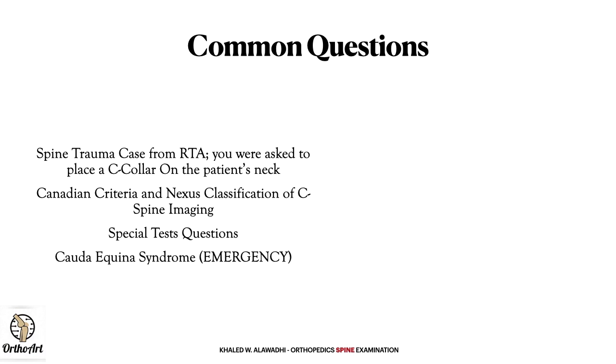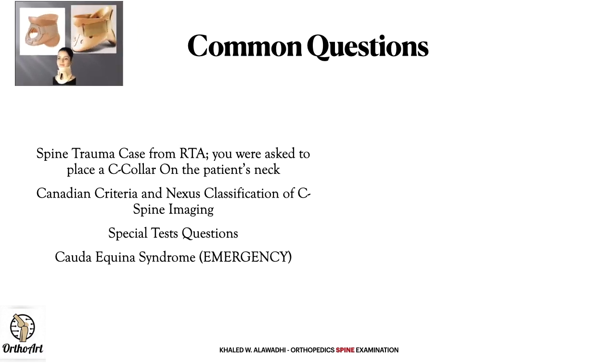The most common collars that you'll encounter during practice are two: the Philadelphia and the J collar, which you can see in the emergency department or in the ambulance. You can ask any ambulance team or staff, and they'll show you the collar and how to apply it. So this is the Philadelphia collar that you will be putting on during the exam. And you might also be asked in the same station to apply the Canadian C-spine rule or the NEXUS criteria for C-spine imaging.